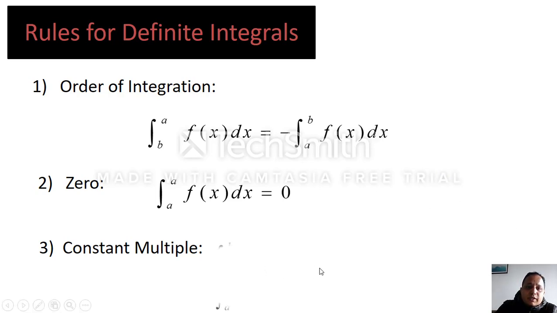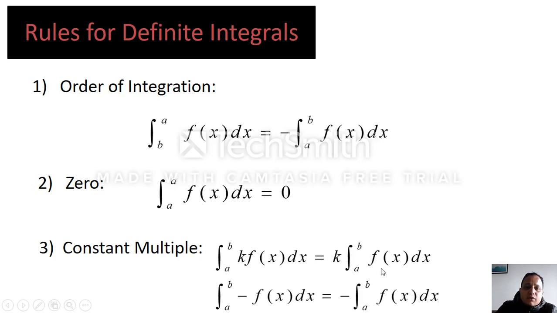Then the constant multiple rule: you take the constant number outside and then integrate, like the integral of k times f(x) dx can be written as k times the integral from a to b of f(x) dx. Similarly, if you have a minus sign inside, you can take the minus sign out and integrate the integrand inside.